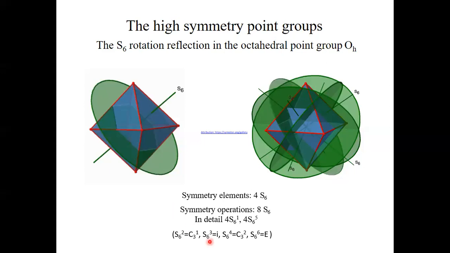For the same reason, S6^4 is equal to a C3^2, because we again reflect an even number of times, which is as though we do not reflect at all. And rotating 4 times by 60 degrees is the same as rotating 2 times by 120 degrees. In addition to that, S6^3 is the same as an inversion, because of which the S6^3 is also not an independent symmetry element. So for that reason, we only have the S6^1 and the S6^5 as unique symmetry operations. And because we have 4 improper rotational axes, we have 4 S6^1 to consider and 4 S6^5, which gives overall 8 S6 rotation reflection operations.